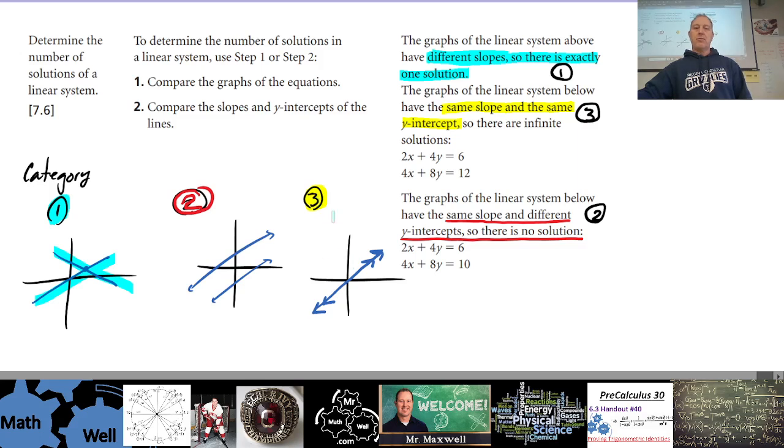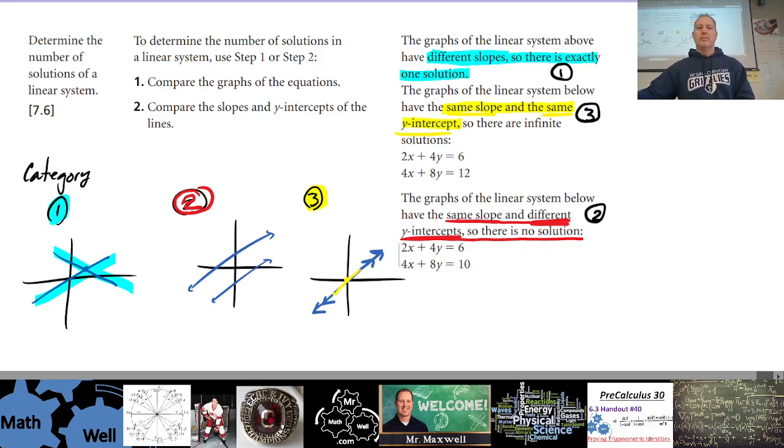For option number 3 here, the infinite number of solutions, if you have the same slope and the same y-intercept, then both lines are going to coincide and they will have an infinite number of solutions. The second one, if it's the same slope but a different y-intercept, then there's no solution. That means they're parallel. Okay?